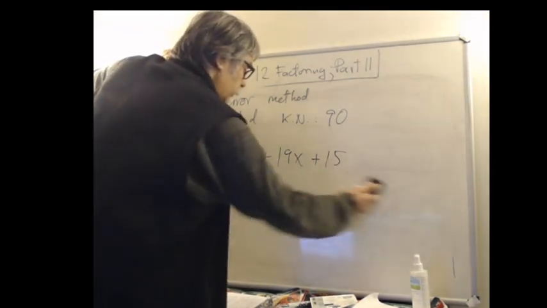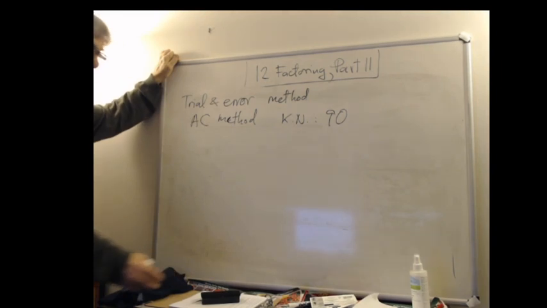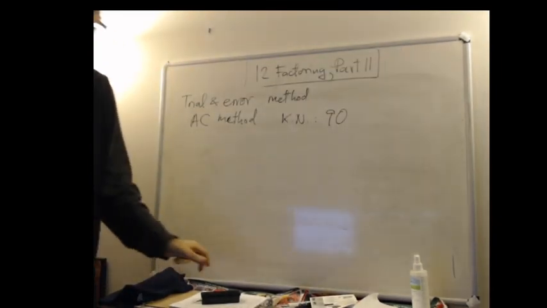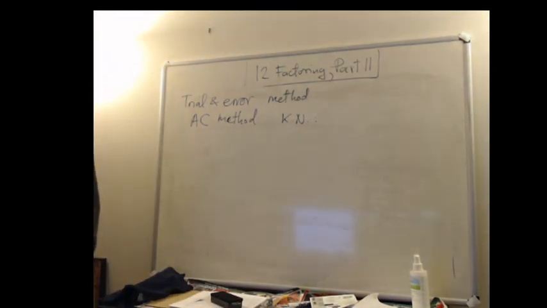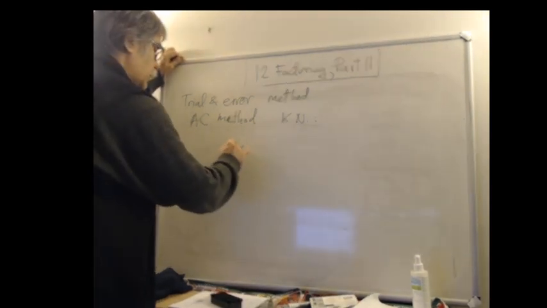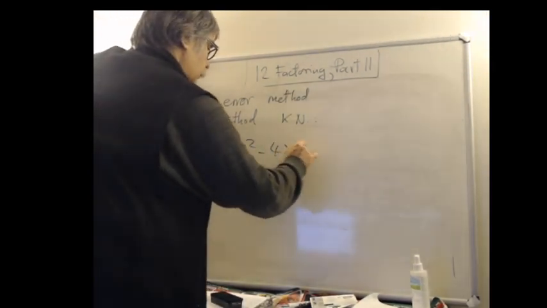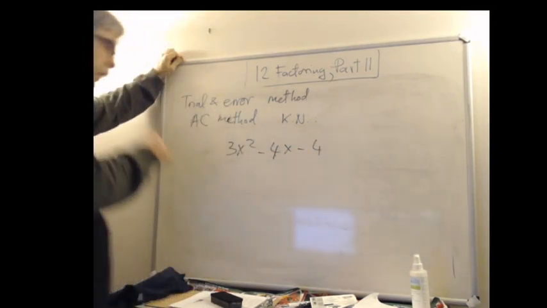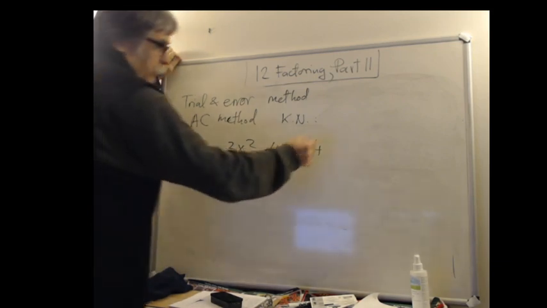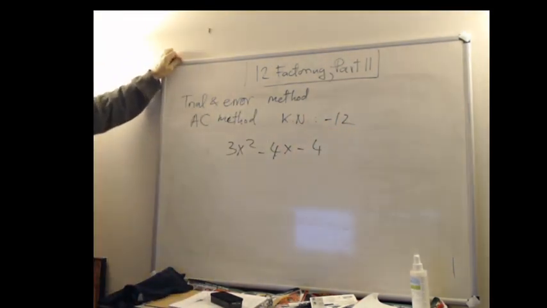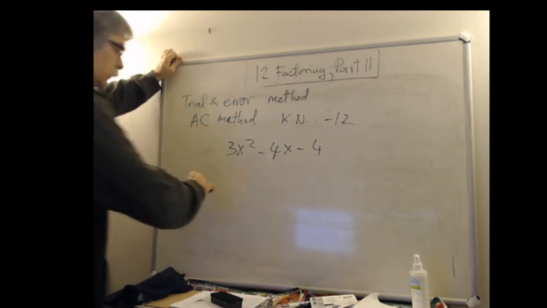Okay? Now when you get a negative number in the game, I don't know, the key number method, or should I say the AC method, might not be all that easy either. But it's not too bad. Let me give you one example. 3x squared minus 4x minus 4. We did that before by using the trial and error. Okay? So again, the key number here is 3 times negative 4, which is negative 12. Yes, the key number could be negative, so you have to take that into account.